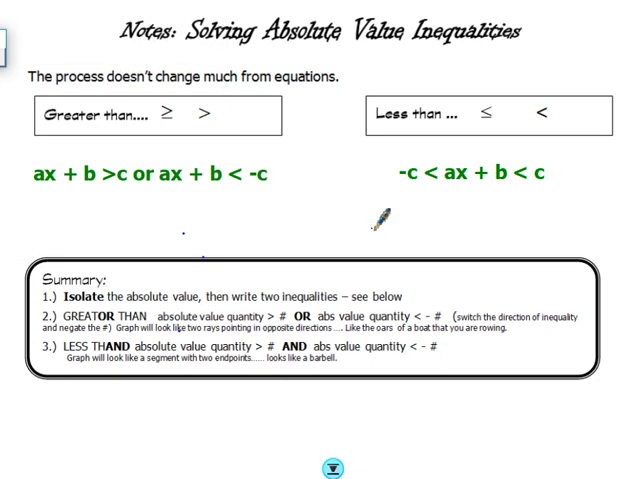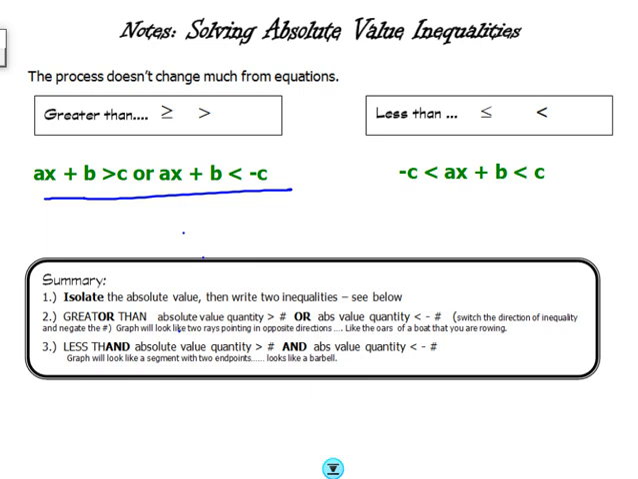Locate your note, solving absolute value inequalities. The process that we're going to use to solve inequalities is very similar to what we use to solve equations. We're either going to have a greater than question, which is going to end up in the form of ax plus b greater than c, or ax plus b less than negative c. We're going to have less thans, which are going to be sandwiched in between the negative and the positive.